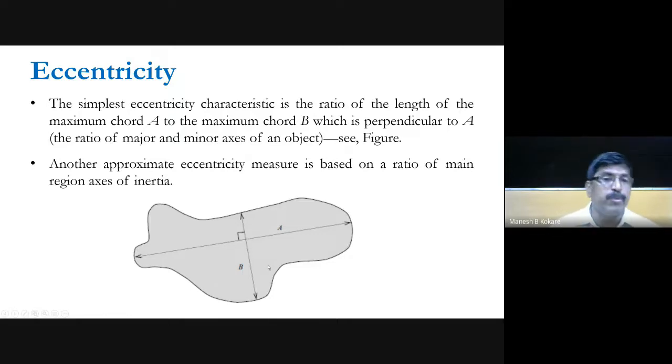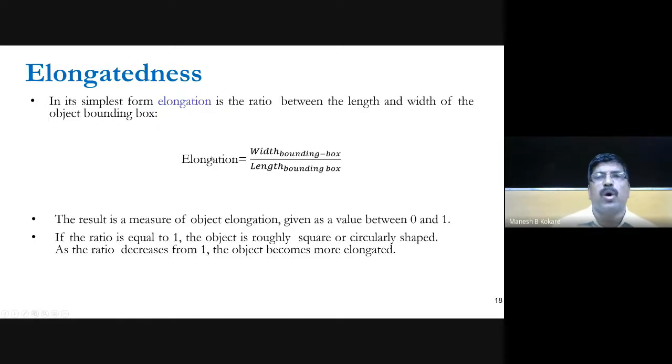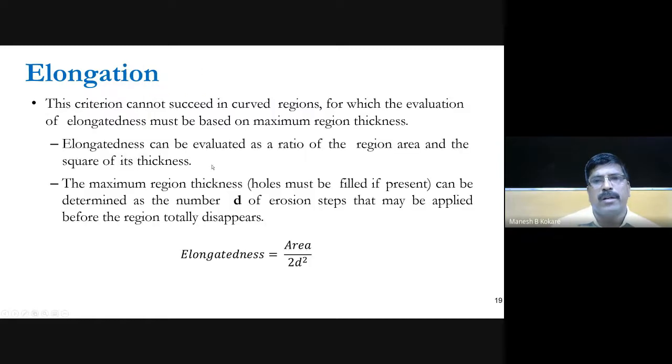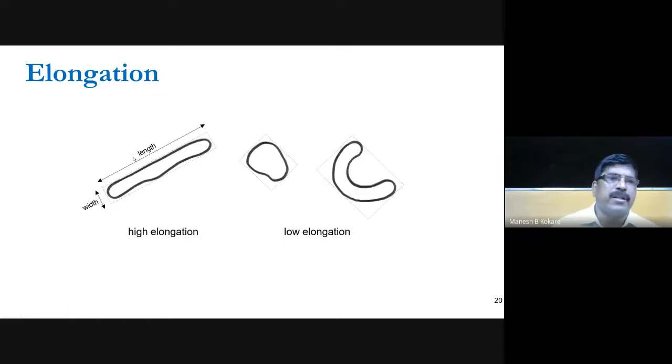So that ratio can be used as elongatedness. Suppose, for example, this is the shape, and this is the bounding box which includes the shape. So this length divided by width is nothing but the elongatedness feature, calculated as the ratio of length by width.